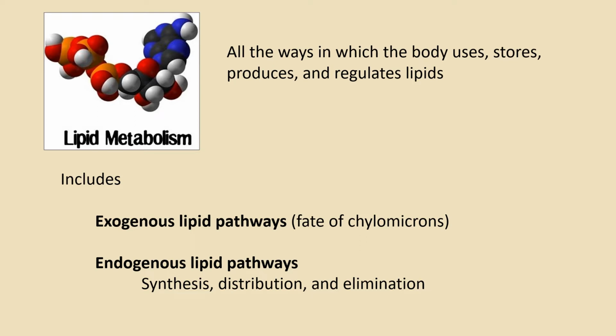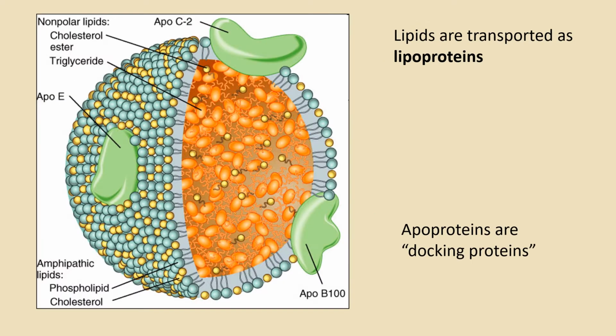Endogenous lipids are lipids that have been manufactured inside your body, lipids that are being distributed. They are on the move from one part of your body to another. And there are lipids that are on the move as well, but they are intended to be eliminated from your body. So we are going to talk about both exogenous lipid pathways. Well, what does your body do with the lipids that you just ingested? And endogenous lipid pathways. Where are lipids manufactured? Where are they stored? Why are they sent from point A to point B around your body?